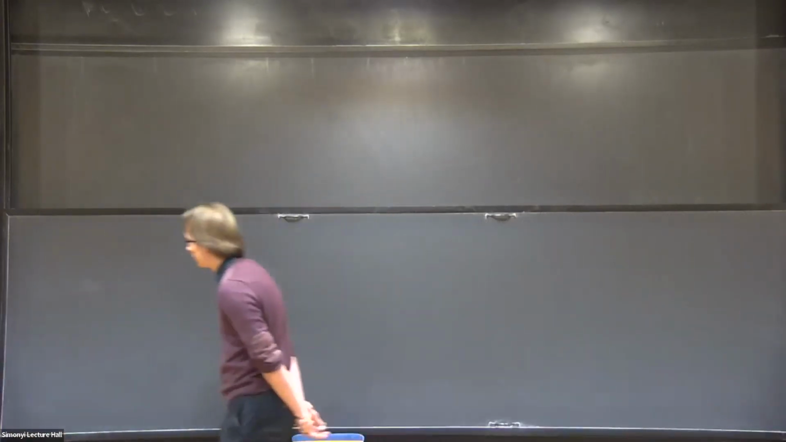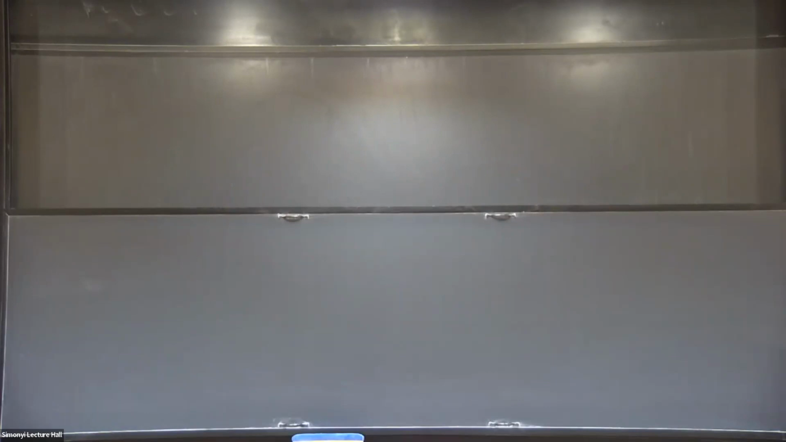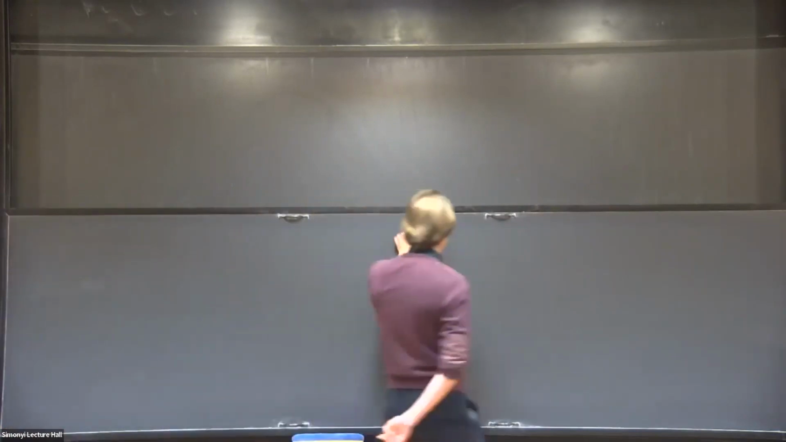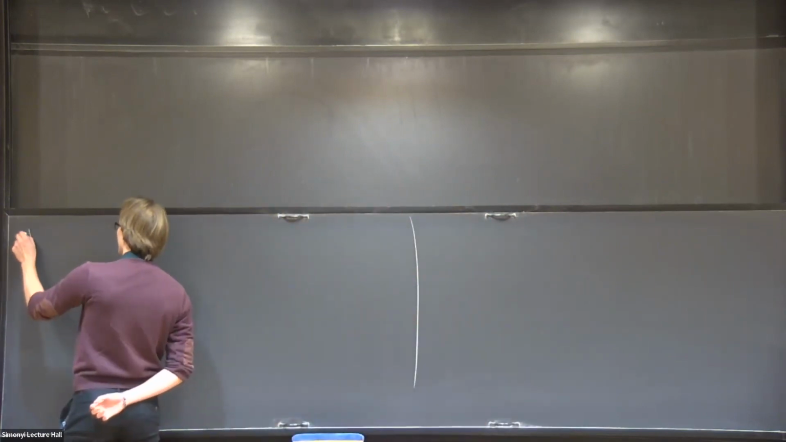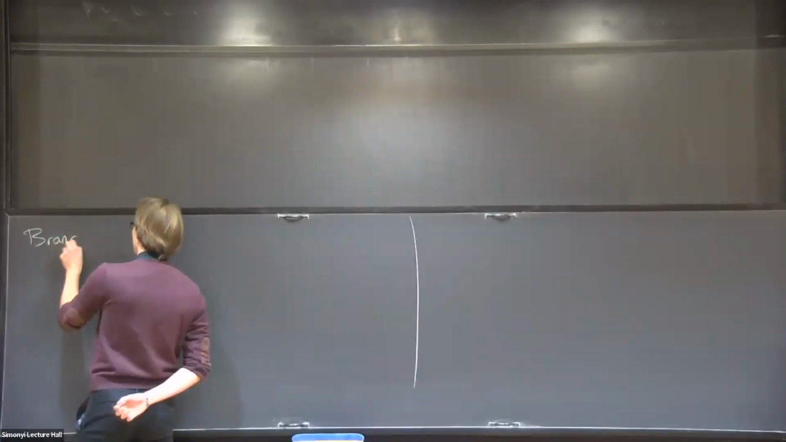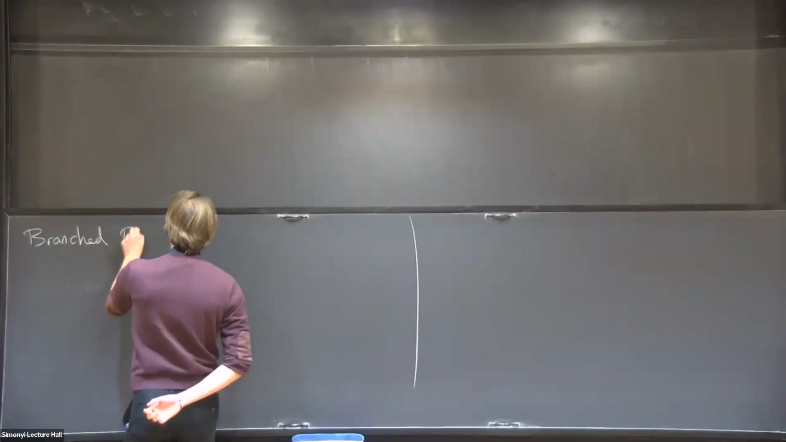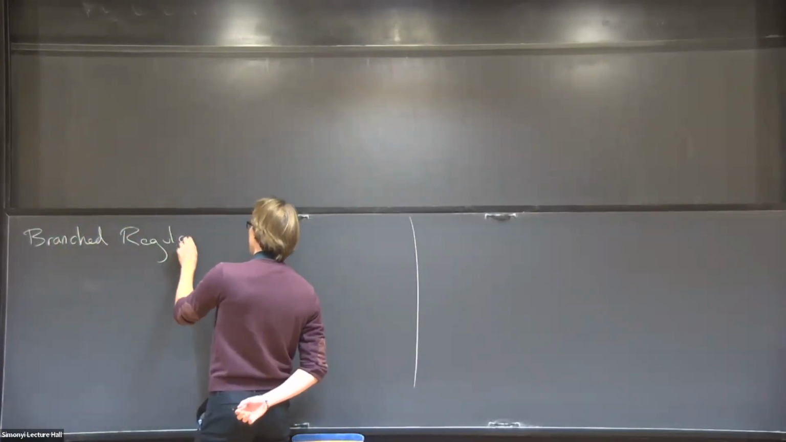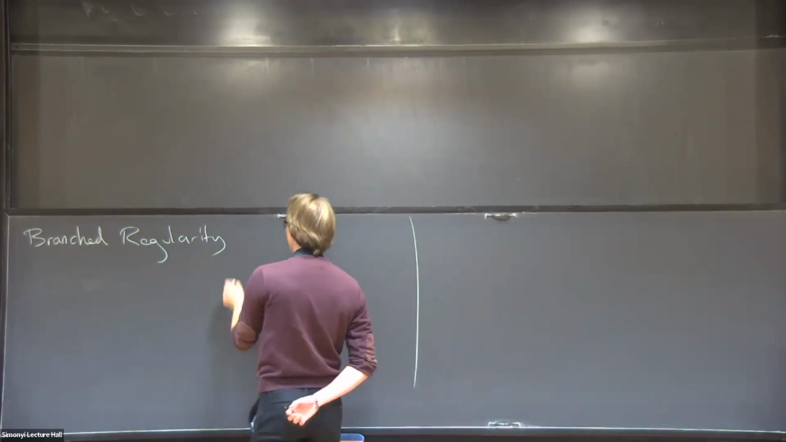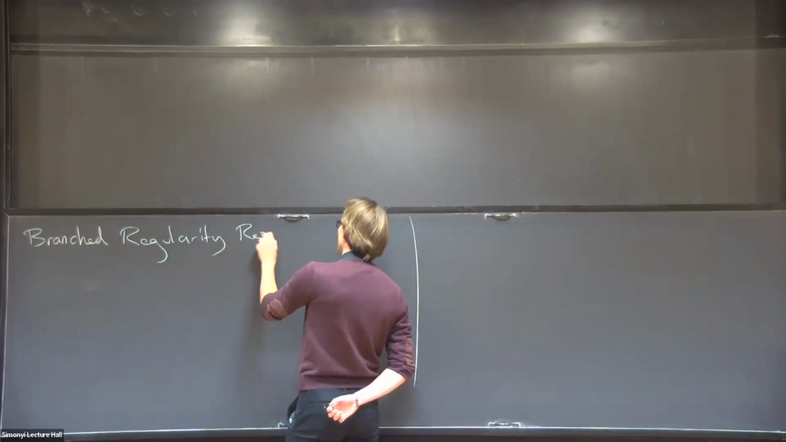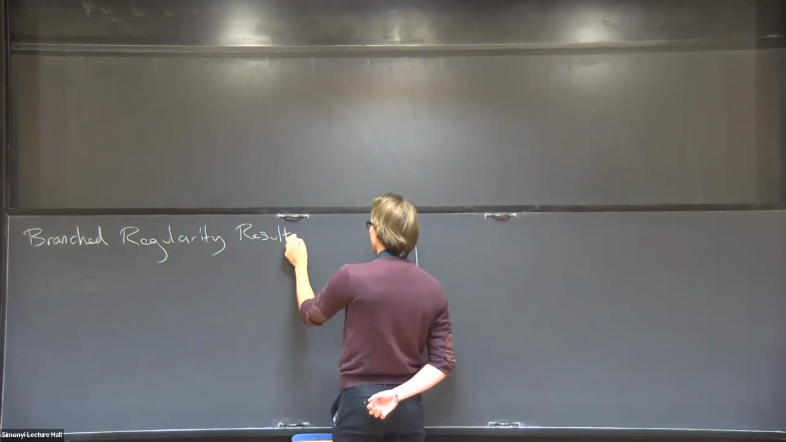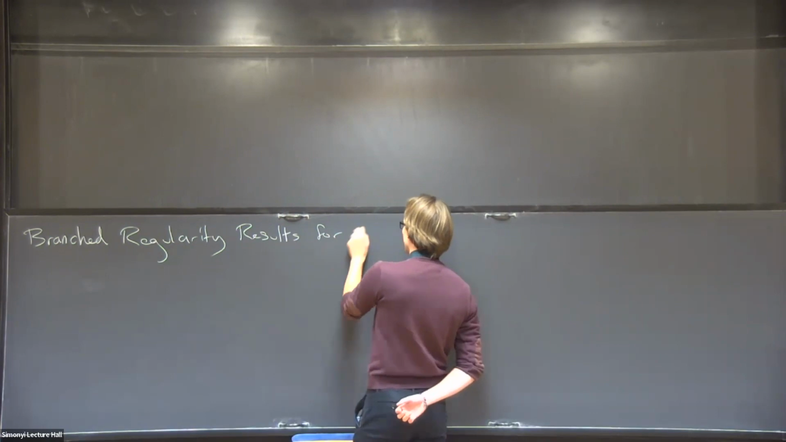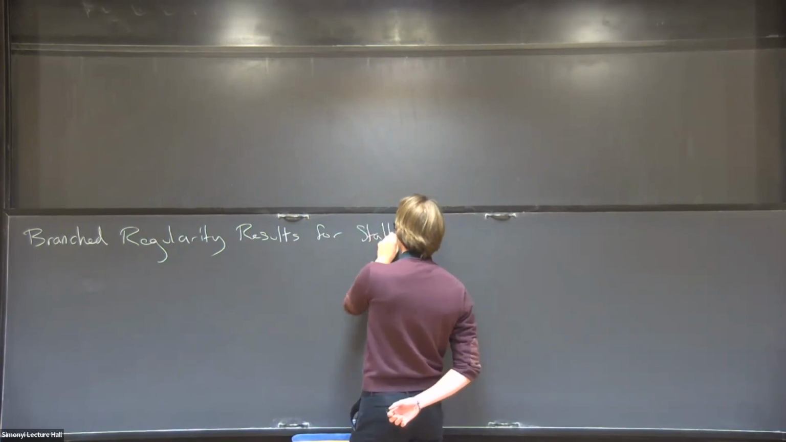So let me just write down the title. The title of my talk is to talk about these branch regularity theorems in certain stable cases in codimension 1. Branch regularity results for, say, stable hypersurfaces.